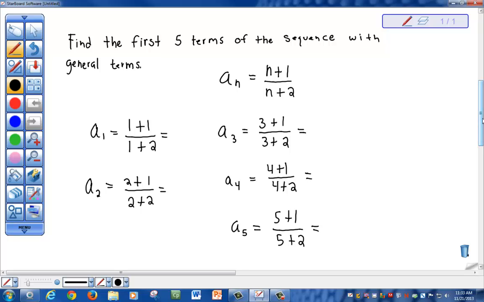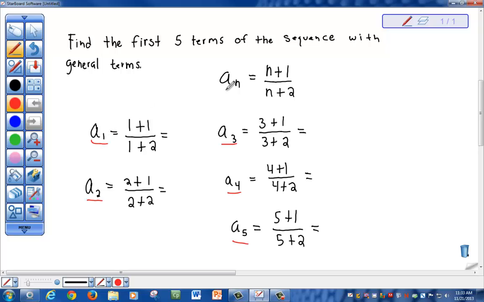Moving on to our next problem, which asks us to find the first 5 terms of the sequence with general term a sub n equal to n plus 1 over n plus 2. The first thing we want to do is write a sub 1, a sub 2, a sub 3, a sub 4, and a sub 5.